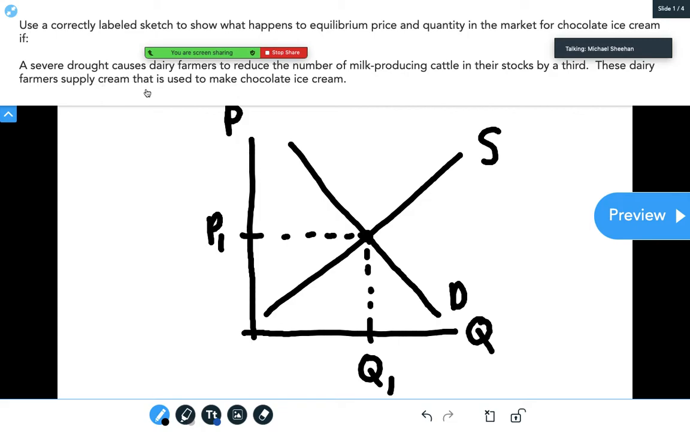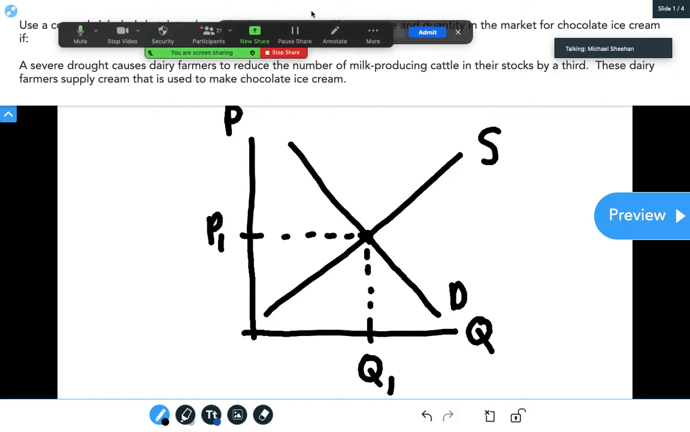Then you're going to read the description. A severe drought causes dairy farmers to reduce the number of milk-producing cattle in their stocks by a third. These dairy farmers supply cream that's used to make chocolate ice cream.